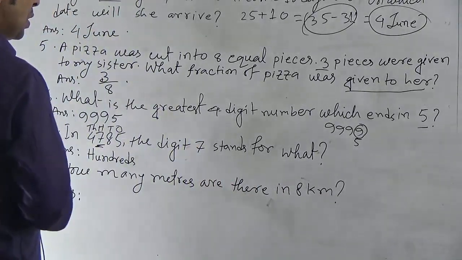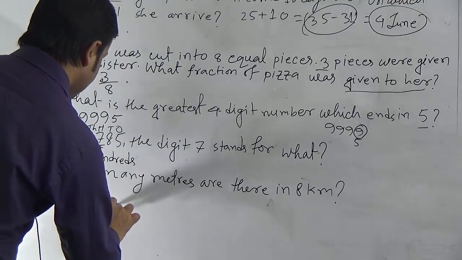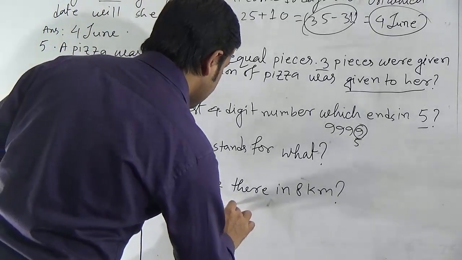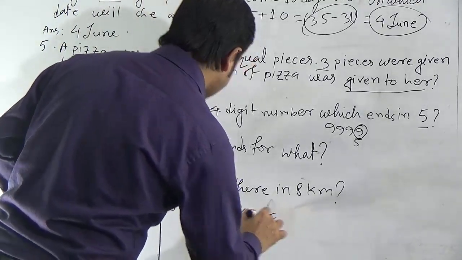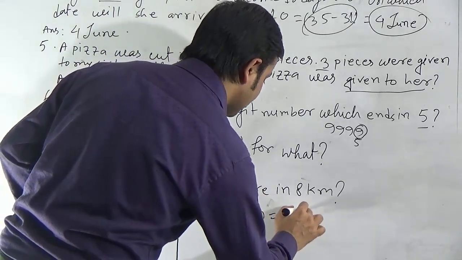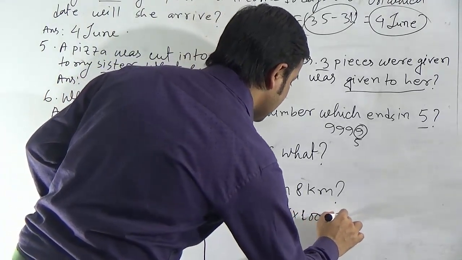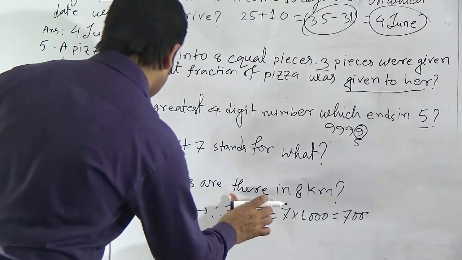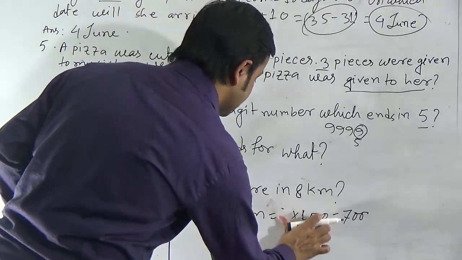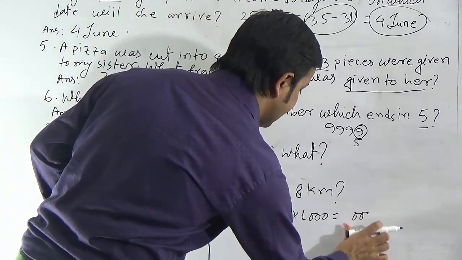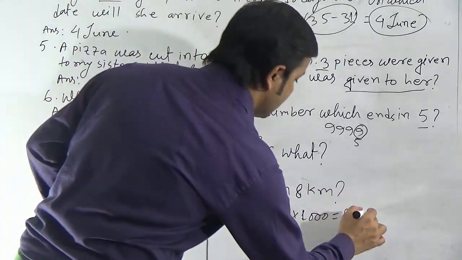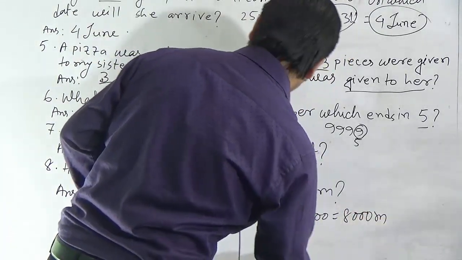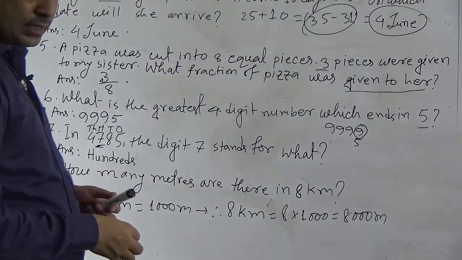Now question 8. How many meters are there in 8 kilometers? Dear students, you know 1 kilometer is equal to 1000 meter. Sorry, here is 8, so this will be 8 kilometer. As 8 kilometer here, this will be 8 multiplied by 1000 and the answer will be 8000 meter. So required answer for question 8 is 8000 meter.